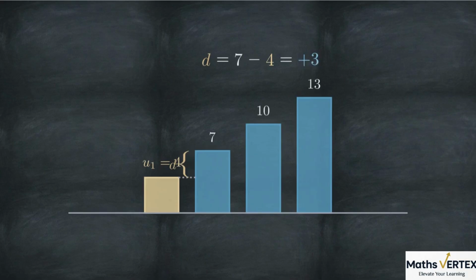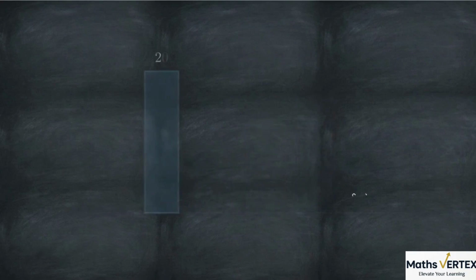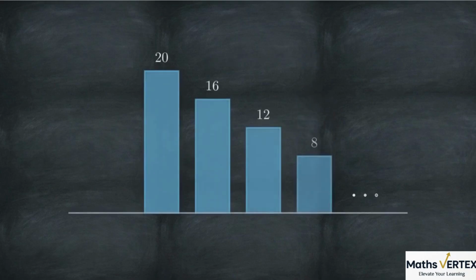Sequences can also walk downward, and they can extend infinitely. In this new descending staircase, the terms drop from 20 to 16. Subtracting the first term from the second gives us 16 minus 20. The common difference here is -4.